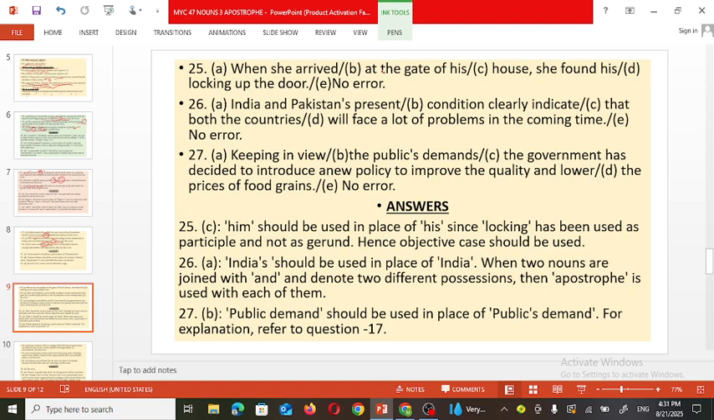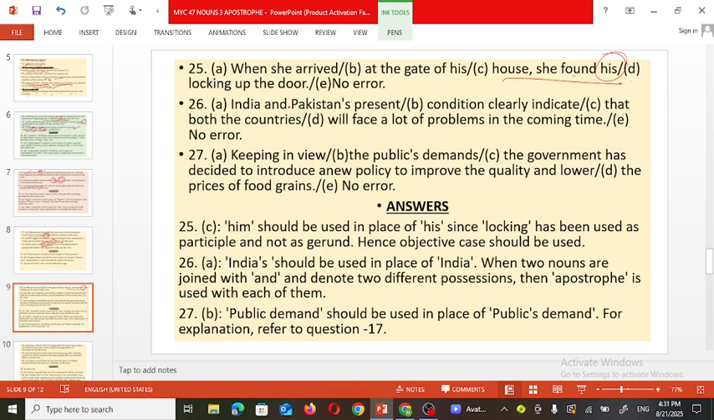When she arrived at the gate of his house, she found his locking up the door. Now here, she found, to whom she found. So instead of his, him must be there. So here is the error in this C part.